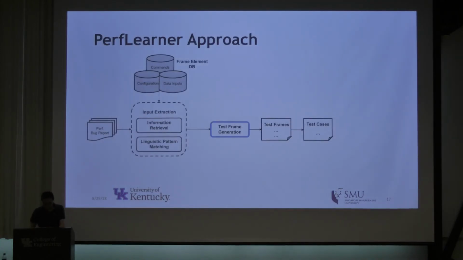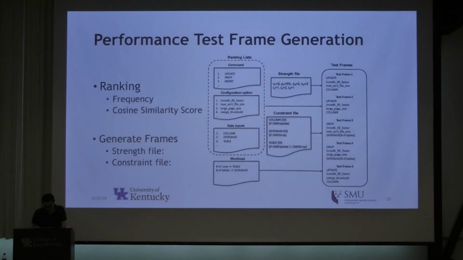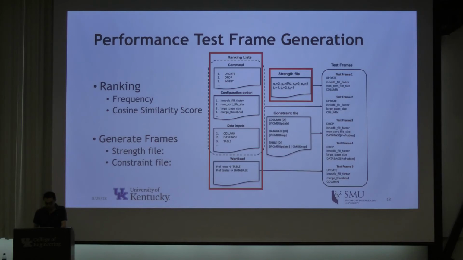Okay, so that concludes the input extraction part, and now let's move on to the test frame generation. For the test frame generation, first, from the previous step, we rank each element according to its appearance frequency. And for configuration options, we rank the items by using the cosine similarity scores. Once we have the rankings, we introduce the strengths file, which specifies the top n ranked frame elements that will be participating in generating the test frames.